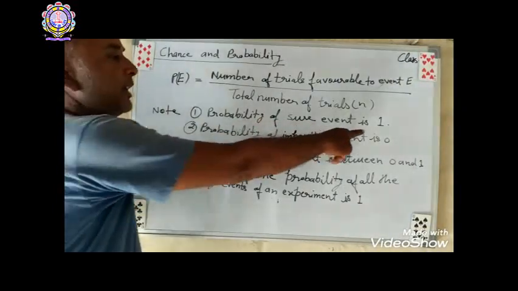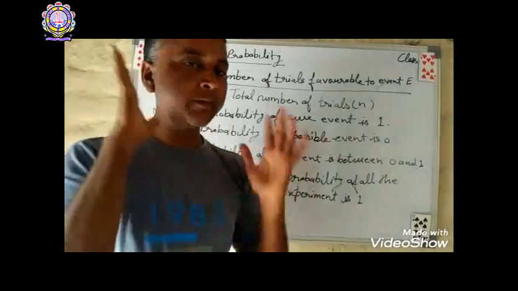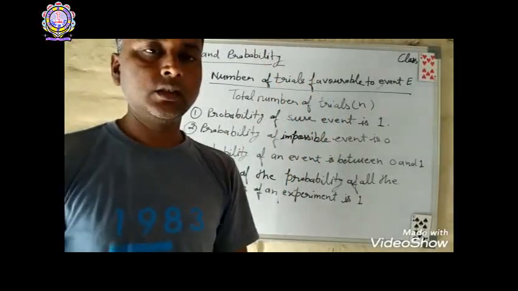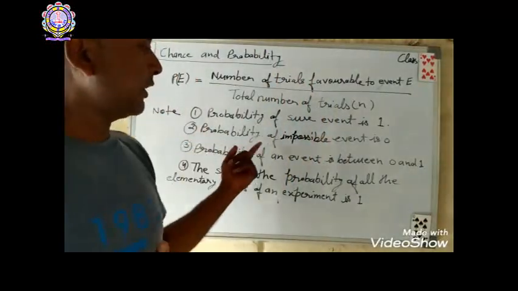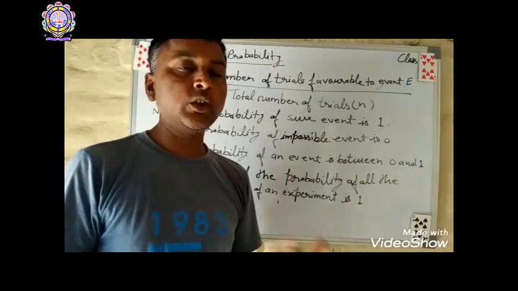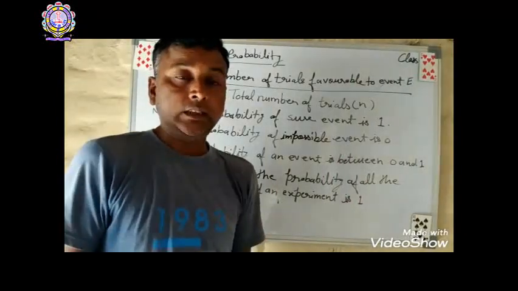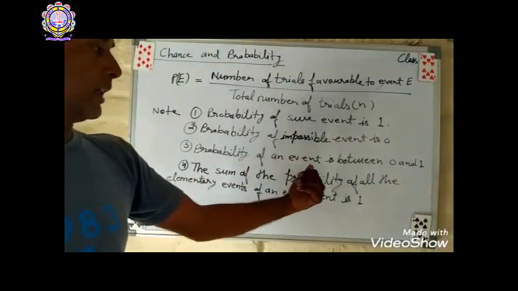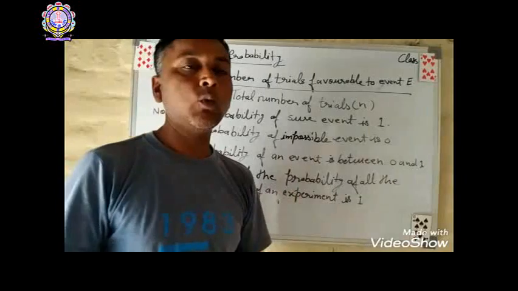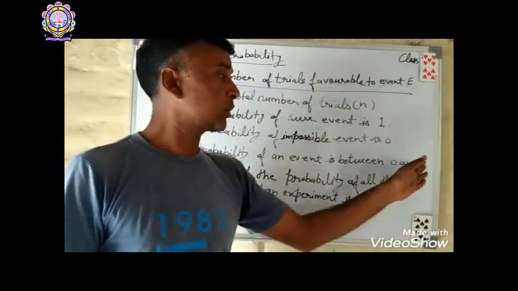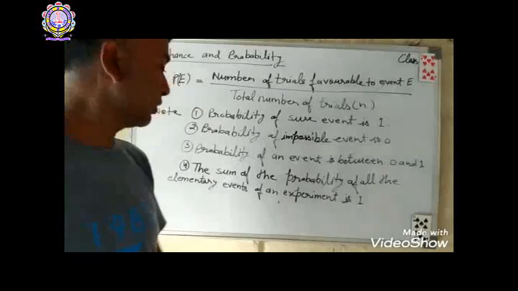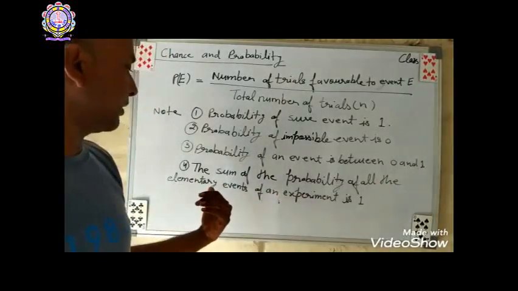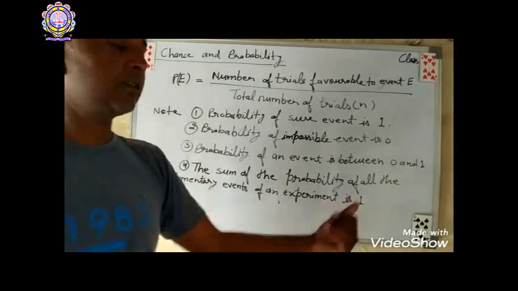Probability of a sure event is 1. 100% sure. Its probability is always 1. Probability of an impossible event is 0. Impossible, nothing. So it has 0. Probability of an event is between 0 and 1. Probability is never more than 1 and not less than 0. The sum of the probabilities of all the elementary events of an experiment is 1.